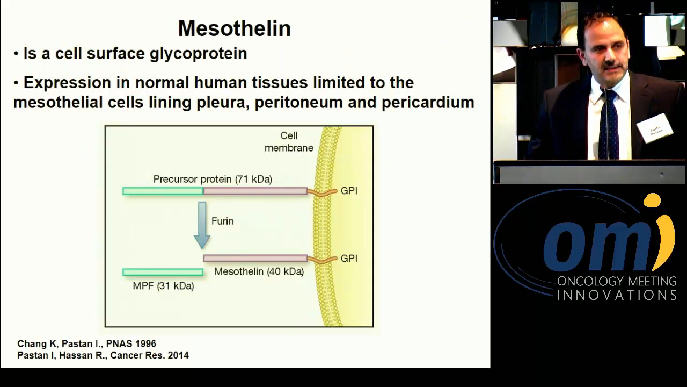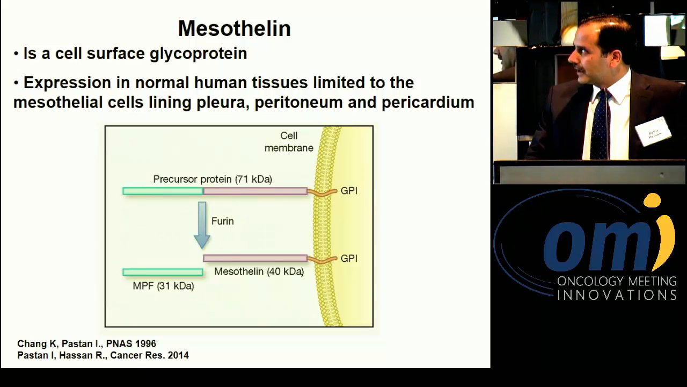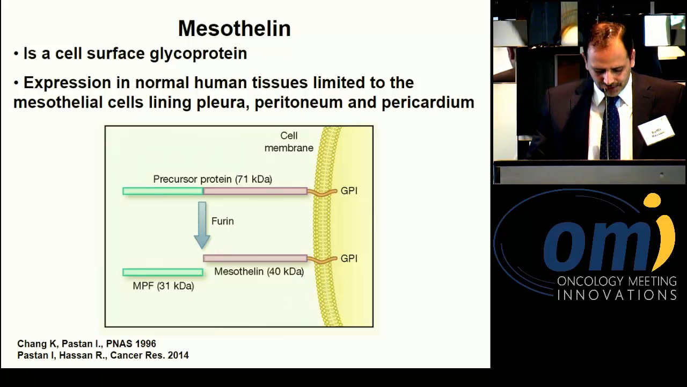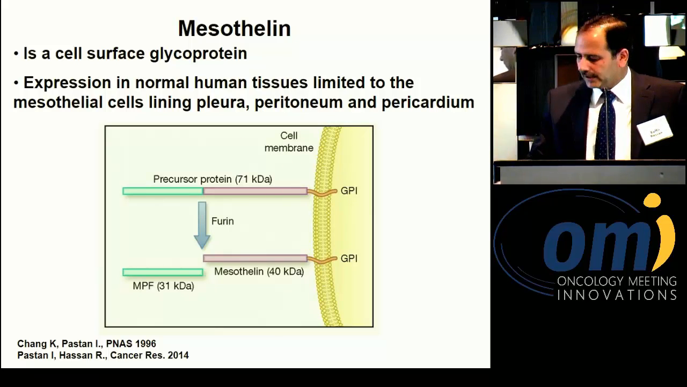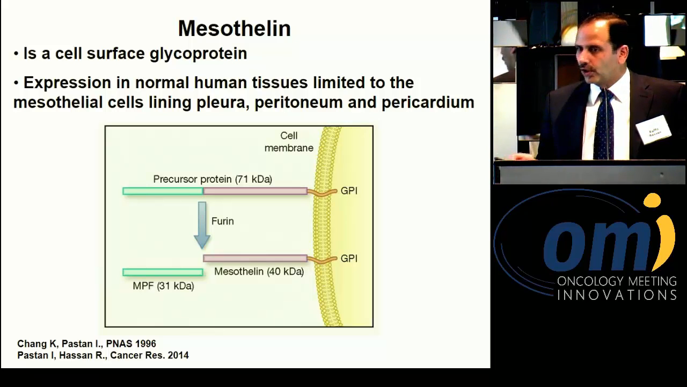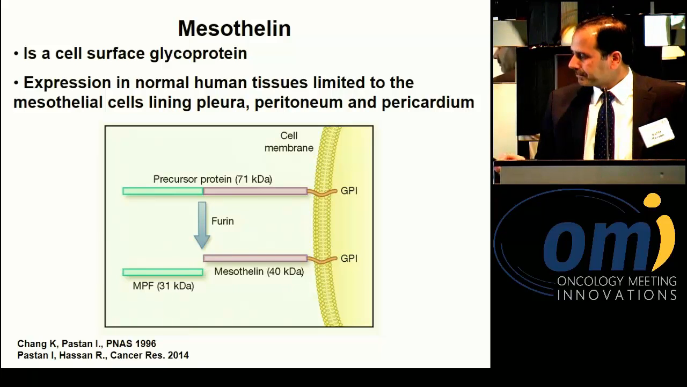So mesothelin is a cell surface glycoprotein that was discovered in our Hassan lab about 20 years ago. And I became involved with this work when I joined his lab as a fellow and have continued to do work on mesothelin. We named the protein mesothelin because its expression on normal human tissues is limited to the mesothelial cells that line the pleura, peritoneum, and pericardium.